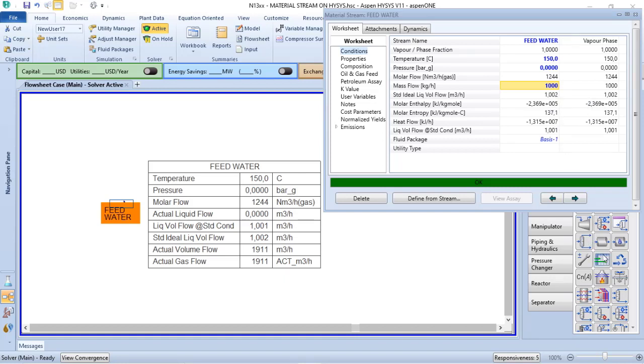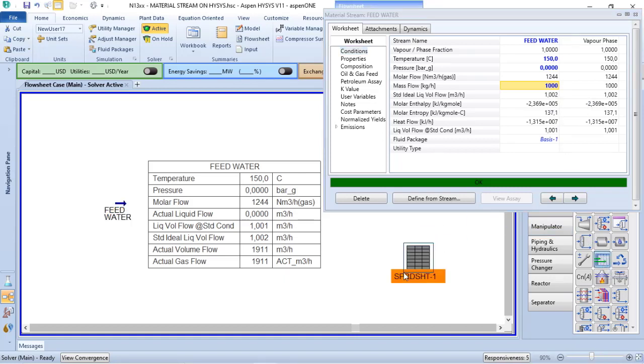But you can also use the spreadsheet function, and you can set an equation so that you input the actual volume flow, Aspen HYSYS does the calculation for the mass flow, and Aspen HYSYS passes the information to your process simulation. And with that, instead of changing the mass flow, you change the actual volume flow.